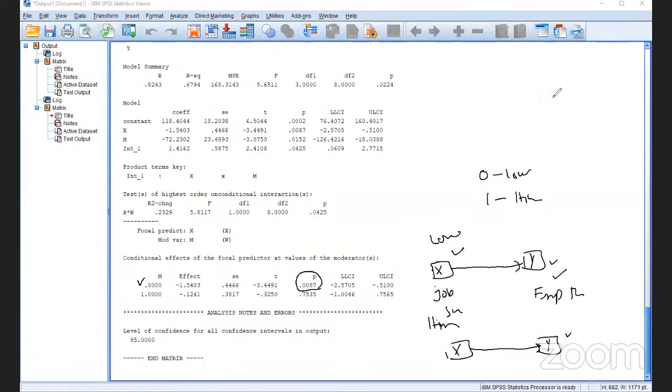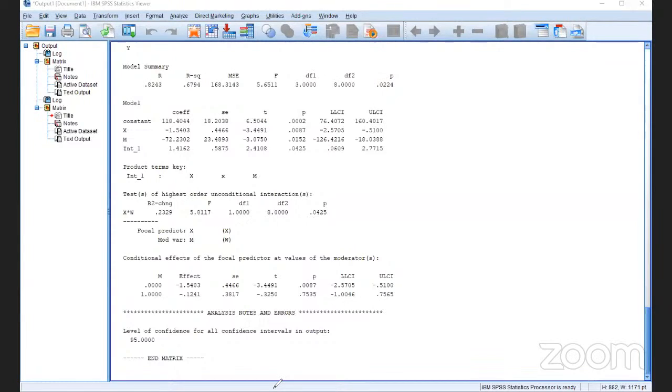Now, your question. Yes, you are right. If the interaction effect is significant, Mr. Atul Kumar, then we say that moderation is working. Yes.